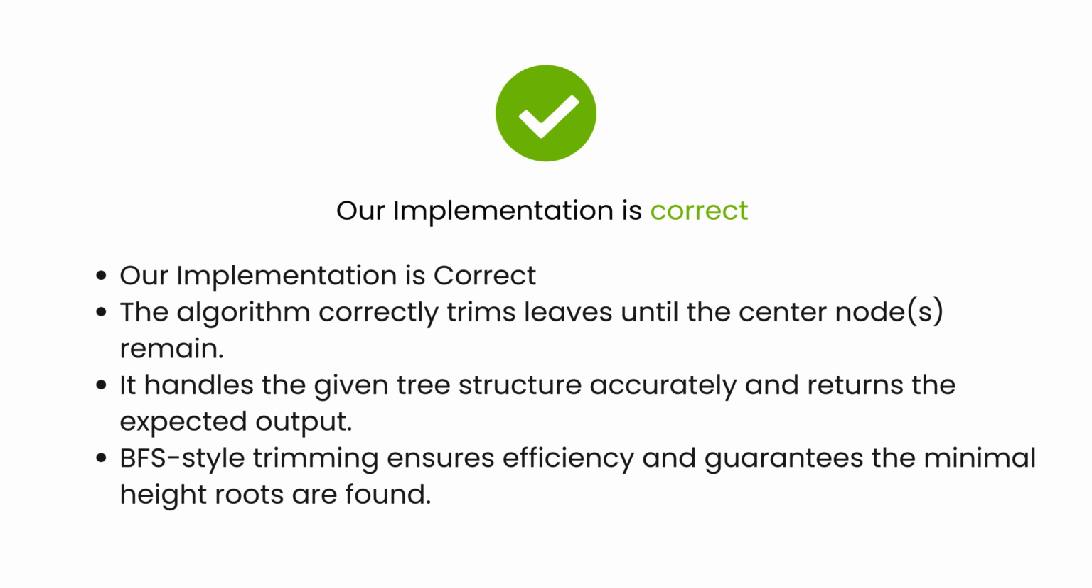So our implementation is correct. The algorithm successfully identifies the center nodes that minimize the height of the tree. It handles the given structure accurately and returns the expected output. The BFS-style trimming ensures efficiency and guarantees that the minimal height roots are found.